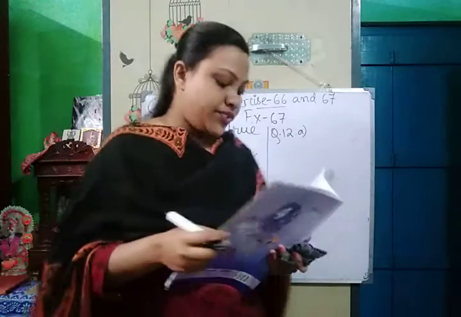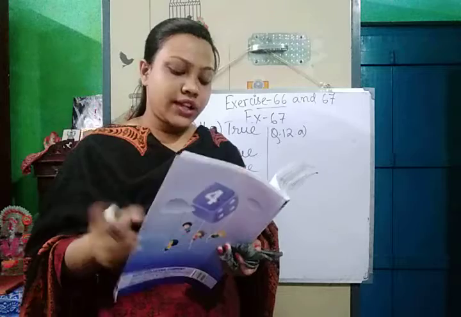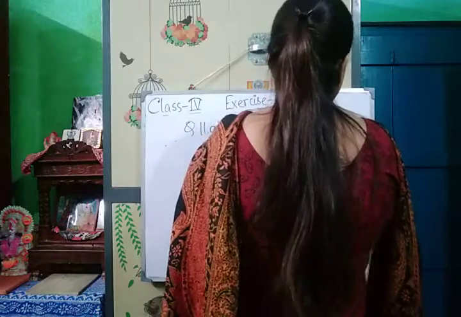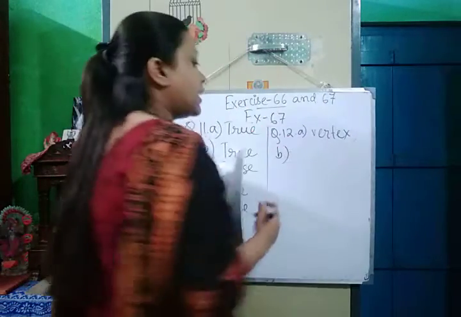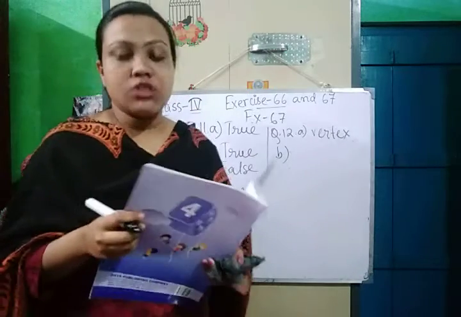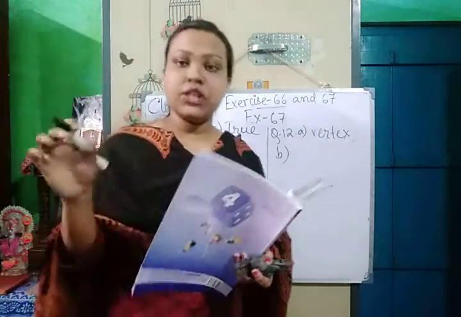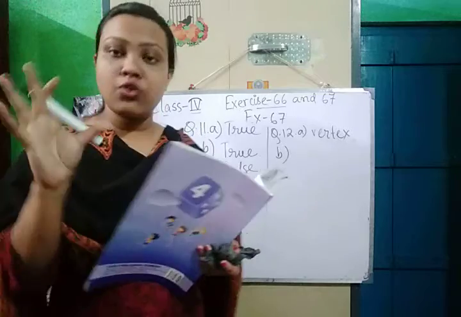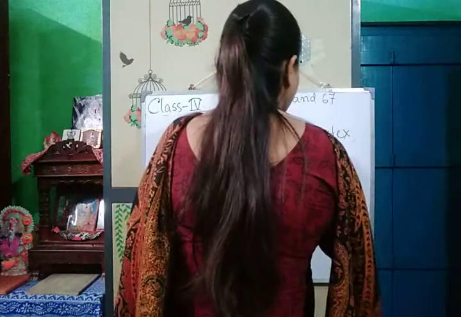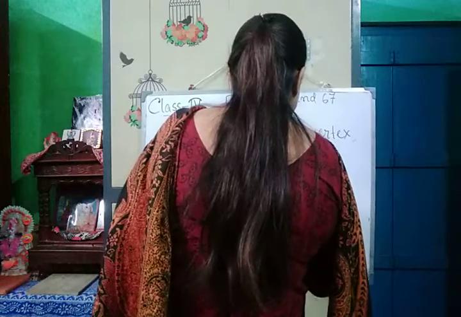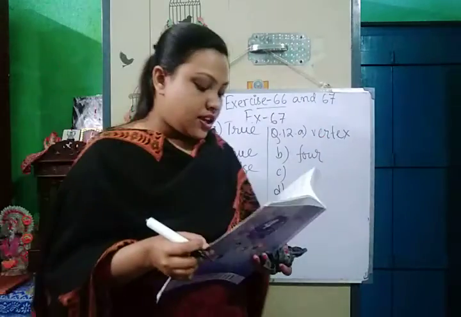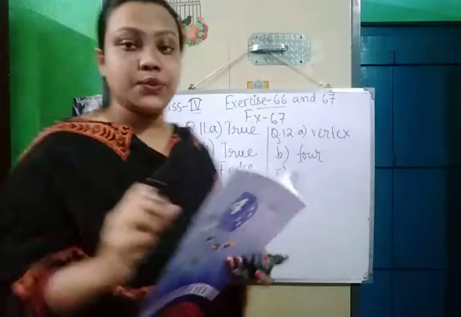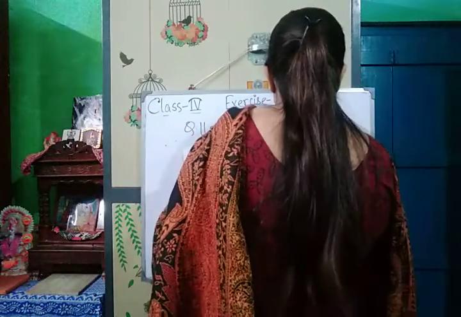Now next is question number 12. Fill in the blanks. The point where 2 sides of a square meet is called a vertex. I have told you 2 lines are meeting at a point in a square or a rectangle are called vertex. Also in a triangle. Also in every polygons. Okay. Now B is a quadrilateral has 4 sides. So it will be 4. Next, in a rectangle, the dashed sides are equal. I have told you in rectangle, opposite sides are equal. So in a rectangle, the opposite sides are equal.